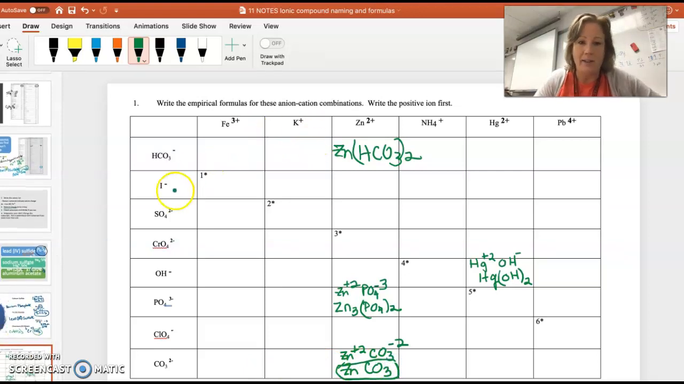When you get to the back side, you're going to name these ones that are in these boxes. So I can do one of those with you. Like for example, this would be K2SO4, but when you get to the back side, we're going to call that potassium sulfate.